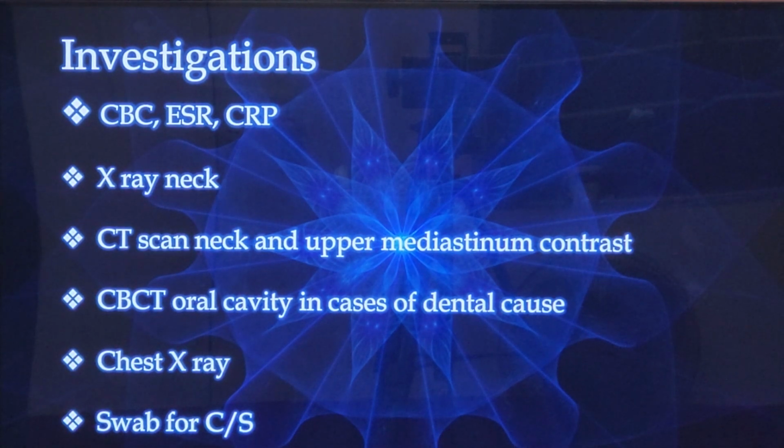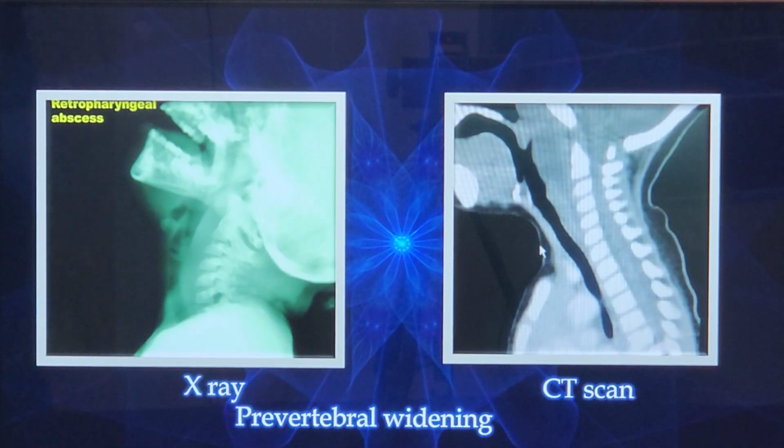We'll start with the X-ray neck, and of course the gold standard is we have to do a CT scan neck inclusive of chest, and it has to be contrast too. If we feel that the cause is a dental cause, then we need to do CBCT also, which means cone beam CT scan of dental. And if chest CT is not done, we need an X-ray chest. And whatever pus we aspirate from that abscess, we have to send it for culture and sensitivity. So these are the investigations.